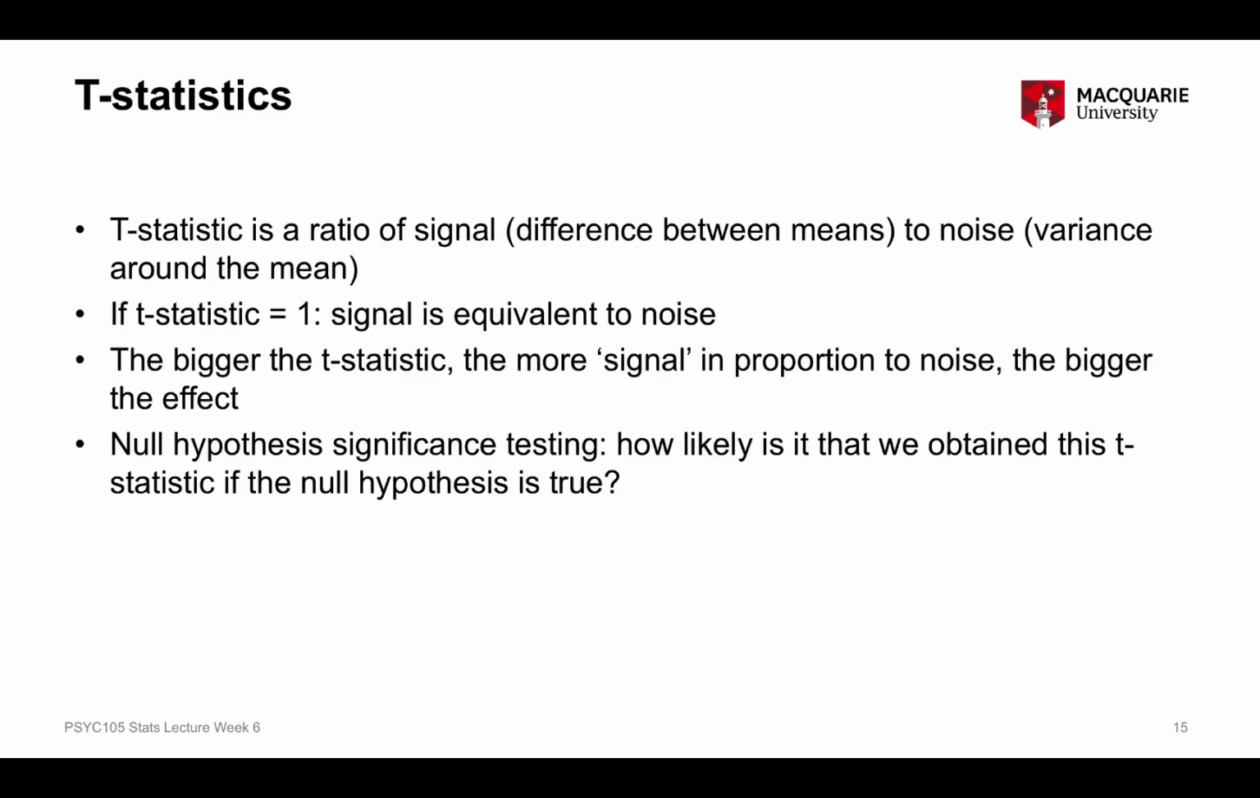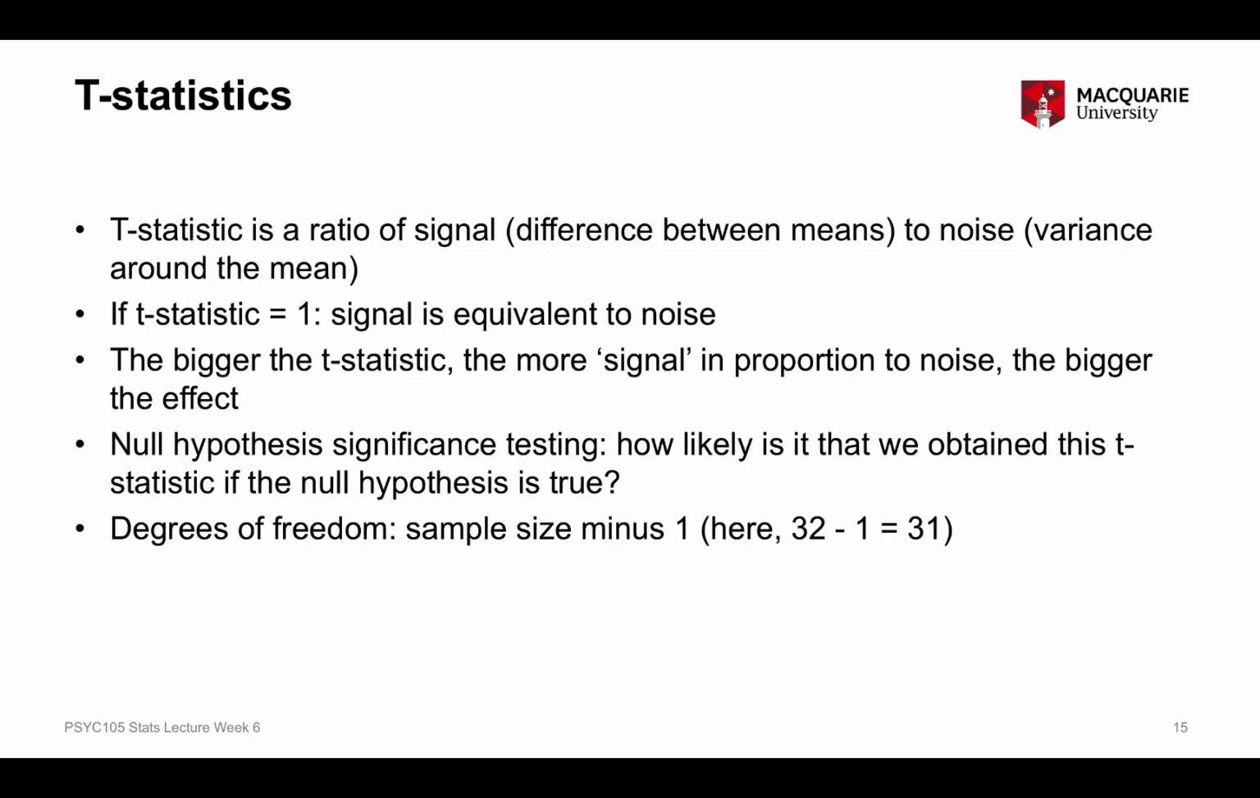So let me say that again. The process of formal hypothesis testing is looking to see what the likelihood, the probability is, that we've obtained this particular t-statistic if the null hypothesis of no difference between this population score and that other population score is true. What is the likelihood that we've obtained this particular t-statistic if the null hypothesis is true?